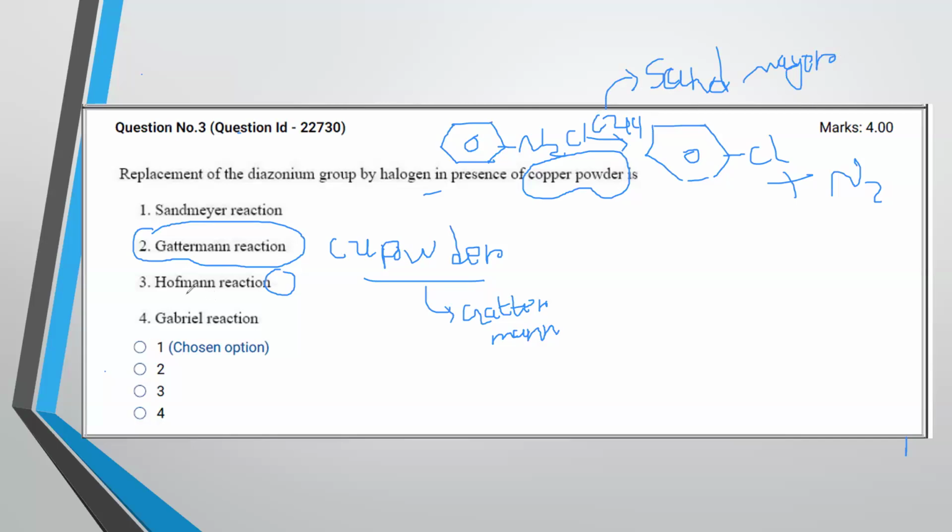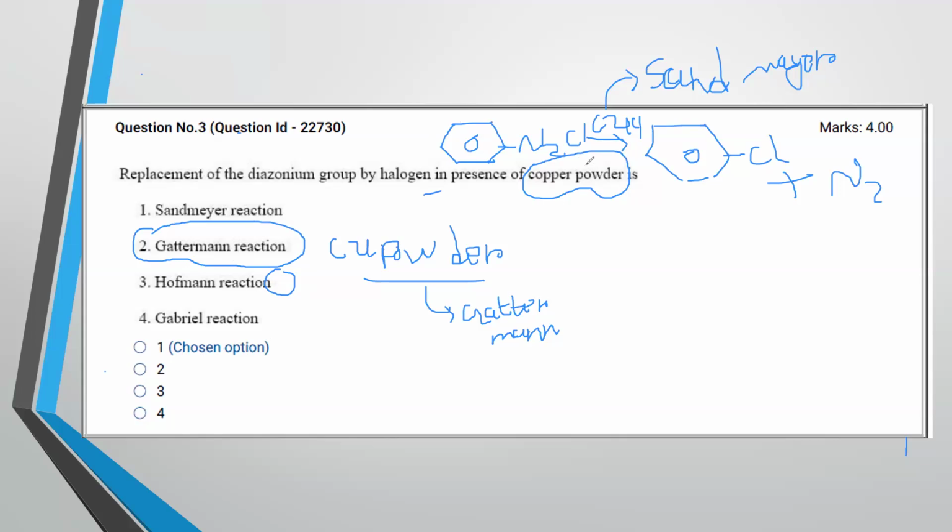And the Hofmann reaction, as we have discussed, or Hofmann bromamide degradation or Hofmann rearrangement. So try to see every option, why this option is not correct and why this option is correct. So you will get more idea. Why not Sandmeyer, but why Gattermann reaction? See this guy, whose paper is this? He got confused between Gattermann and Sandmeyer. So here by mistake he clicked Sandmeyer.